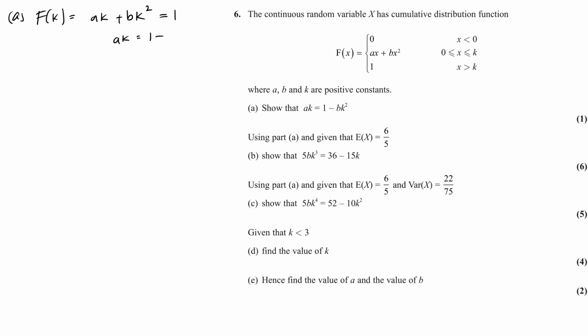ak equals 1 minus bk squared. And that was as required there.